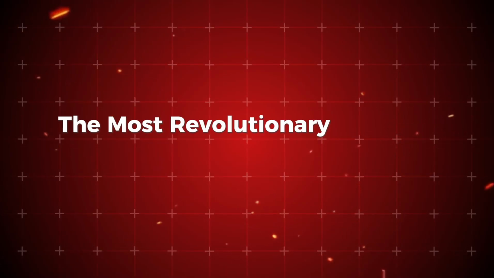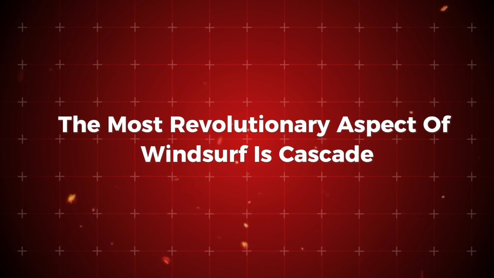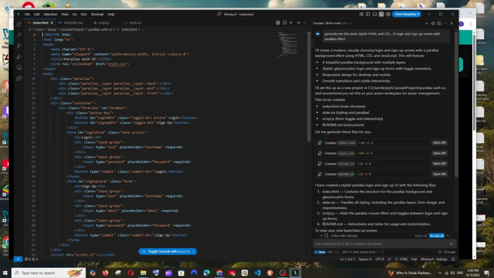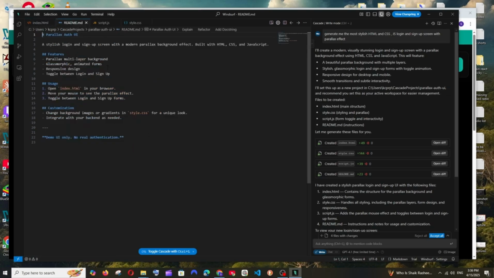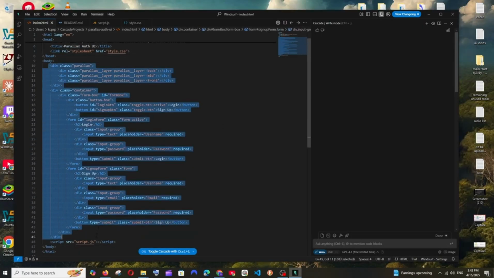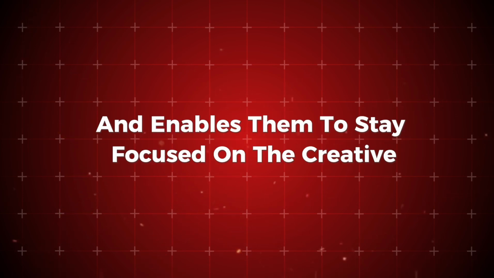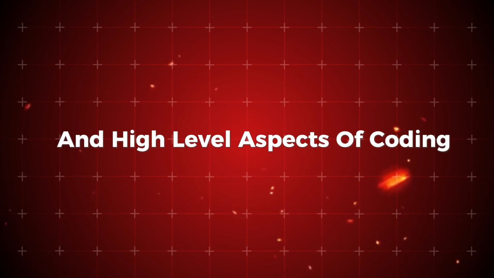The most revolutionary aspect of Windsurf is Cascade, the AI agent built to anticipate your needs. Cascade is like an intelligent coding assistant that works alongside you, ensuring that your development process is as smooth and efficient as possible. Rather than waiting for you to identify and fix issues, Cascade actively detects problems before they even surface and resolves them. This reduces the mental load for developers and enables them to stay focused on the creative and high-level aspects of coding.